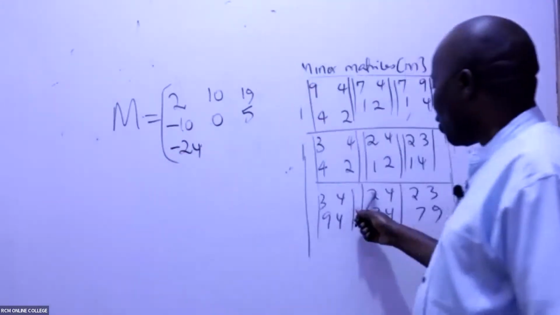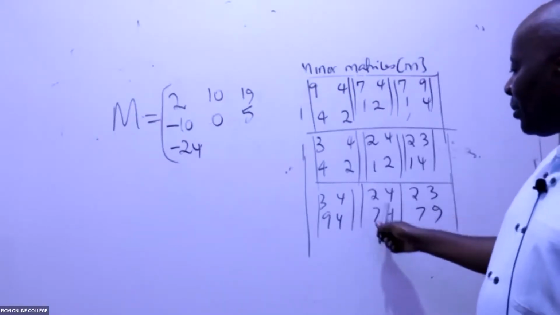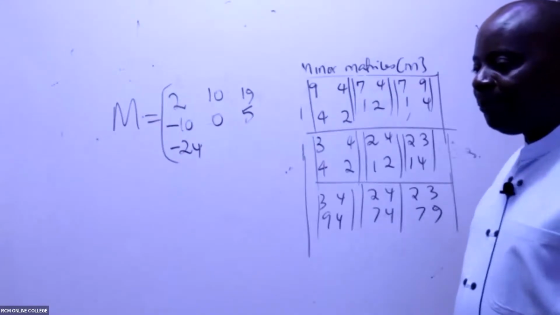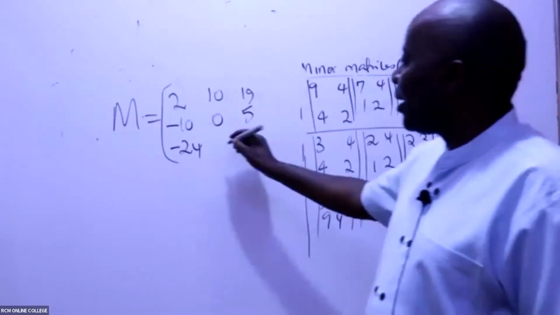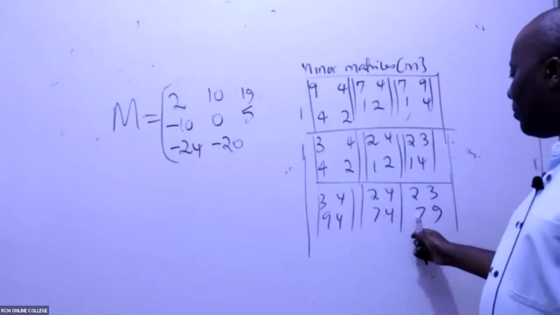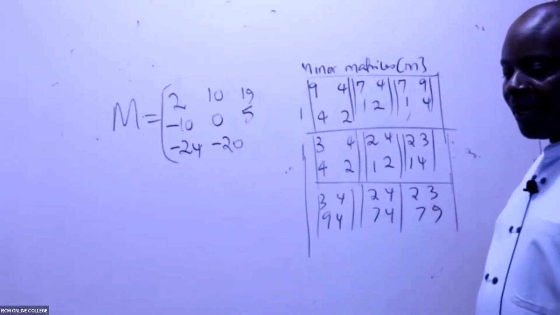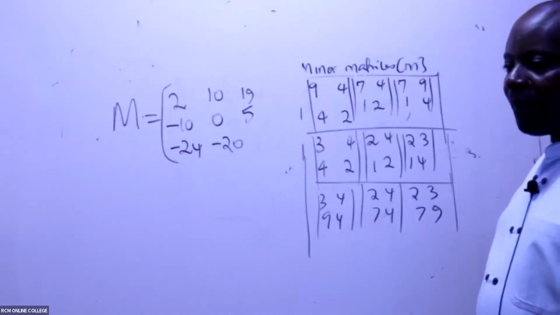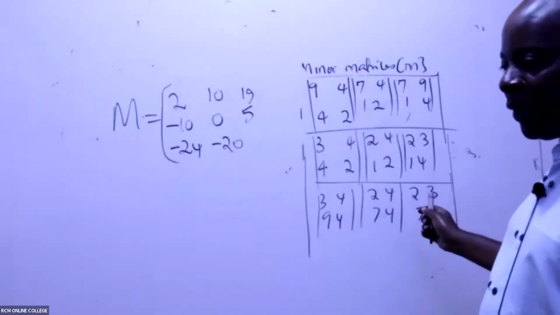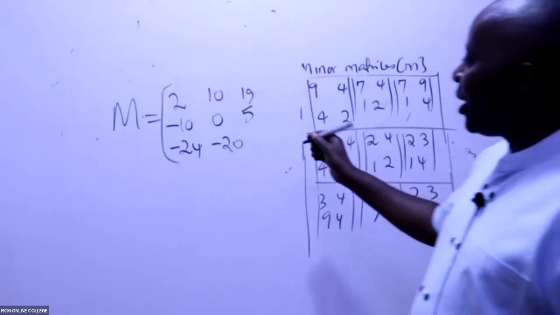From there, we have here 2 times 4 minus 7 times 4, which will end up giving me what figure? Minus 20. Then we have the last one here, 2 times 9 minus 7 times 3. 2 times 9 minus 7 times 3 gives me what figure? Somebody there? Minus 3. Thank you so much.